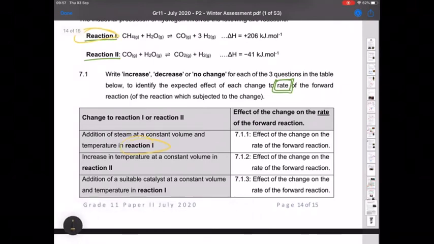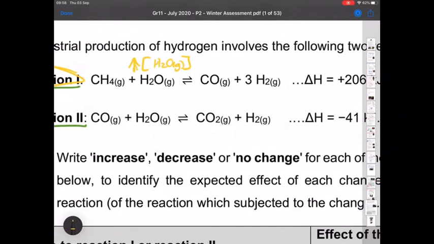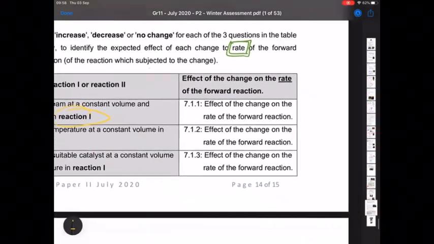There we go, reaction 1. We are increasing the concentration of steam, water vapor. If you increase the concentration of steam, that's going to increase the rate of the forward reaction. So if you're increasing the concentration of steam, then you've got more H2O particles, which can collide with those methane particles. More particles colliding, more frequent collisions, faster rate. So that's why this becomes an increase.